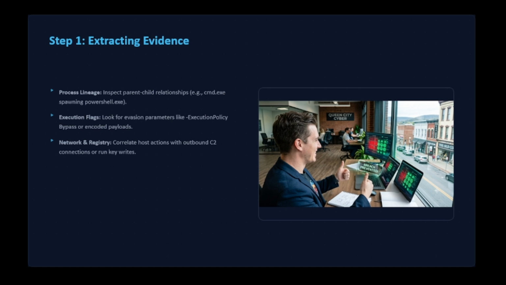And then you have execution flags, looking for bypasses there, looking for encoded payloads, if you can spot those. And finally, the network and registry information, trying to correlate the host actions with any C2 connections that are running on the network. Attackers love to write run keys and change the registry around. They'll even add users. So if it's a user you don't recognize or know, well, then that becomes suspect right away. And that's something you can go hunt for as far as evidence goes.